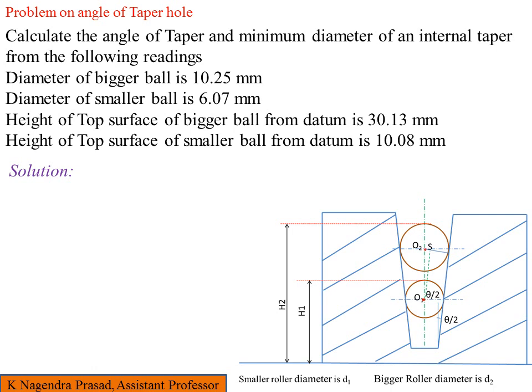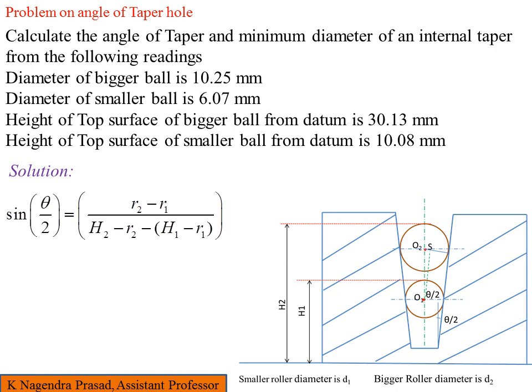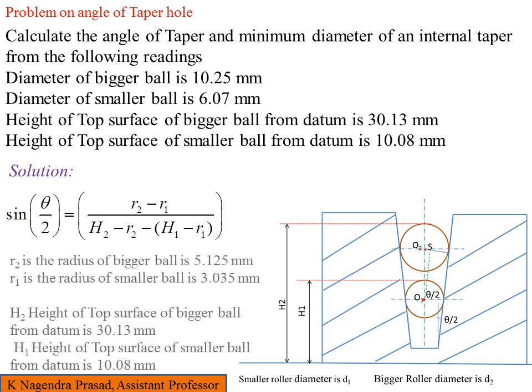Let's see the solution. In the previous lecture we derived the expression for angle of taper hole by two balls with different diameters. That expression is sin theta by 2 equals r2 minus r1 divided by h2 minus r2 minus of h1 minus r1. Here r2 is the radius of the bigger ball, given in the data. Diameter of the bigger ball is 10.25 mm, then the radius is 5.125 mm.